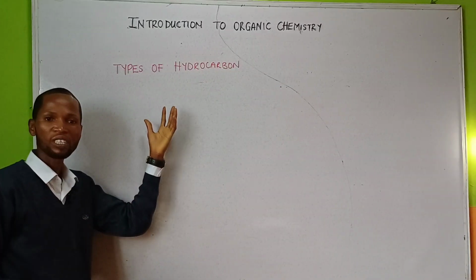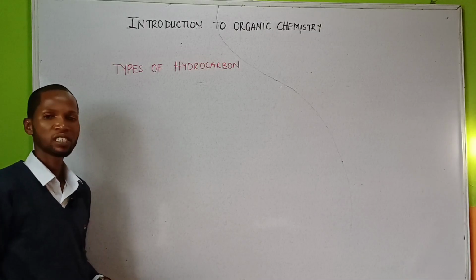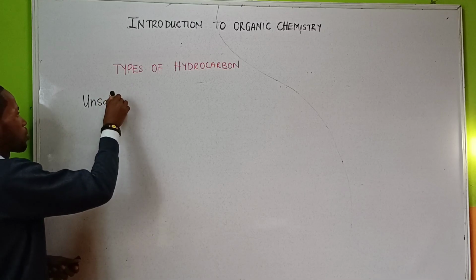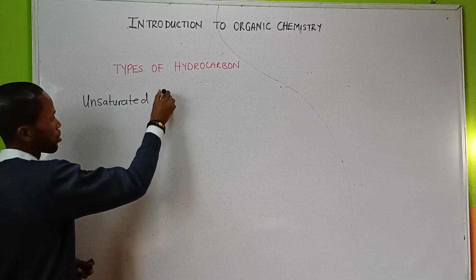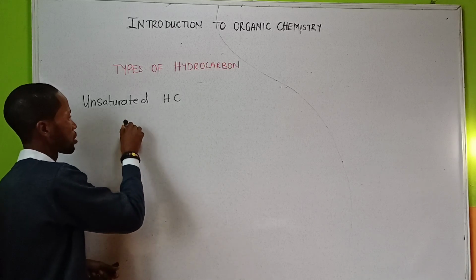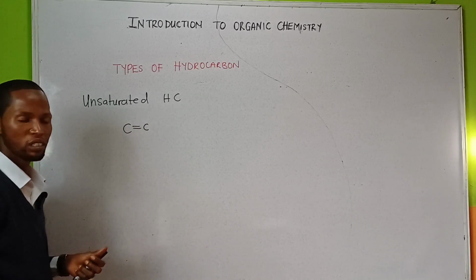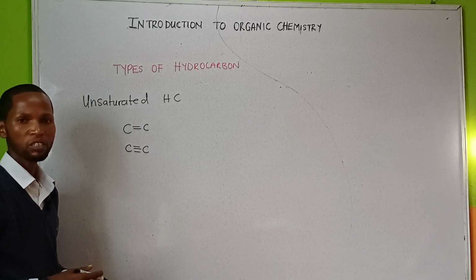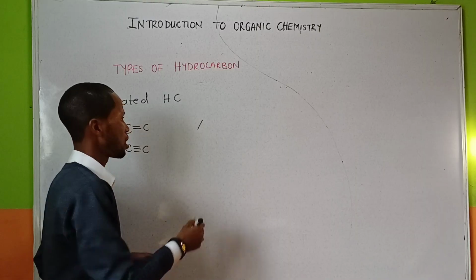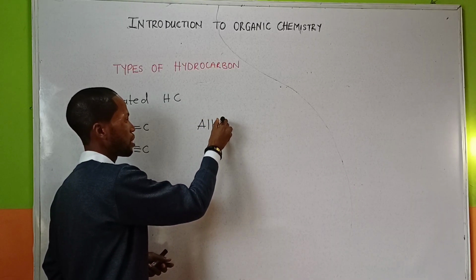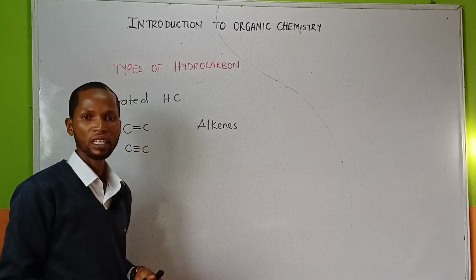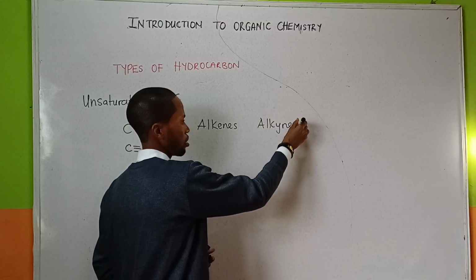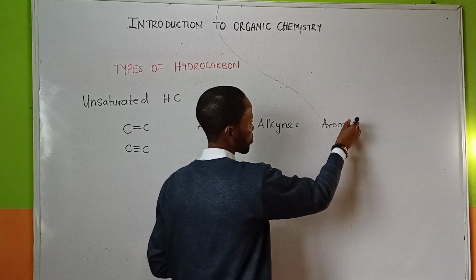Make sense? Moving on to the next type of hydrocarbon, which is unsaturated hydrocarbon. Unsaturated hydrocarbons are hydrocarbons that contain a carbon to carbon multiple bond. It can be a carbon to carbon double bond, or a carbon to carbon triple bond. They are said to be unsaturated hydrocarbons. This is observed in the following series: the alkenes, the alkynes, as well as the aromatic hydrocarbons.